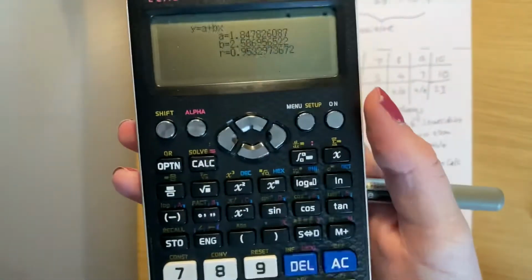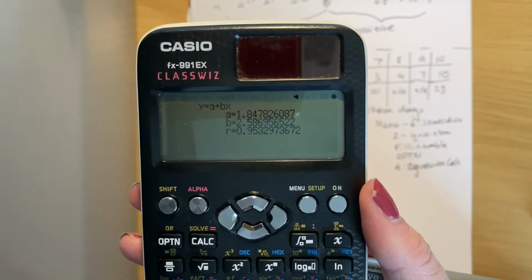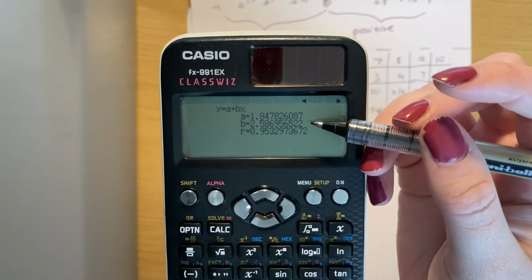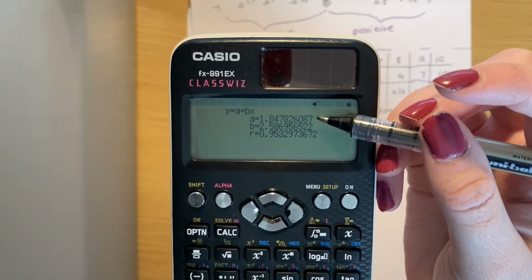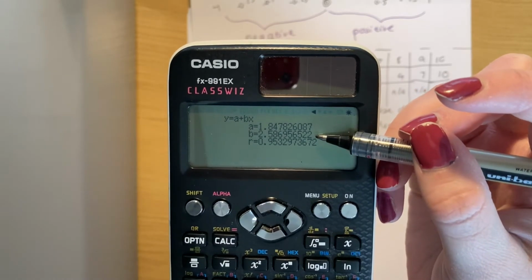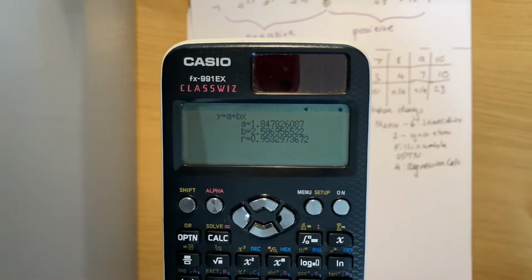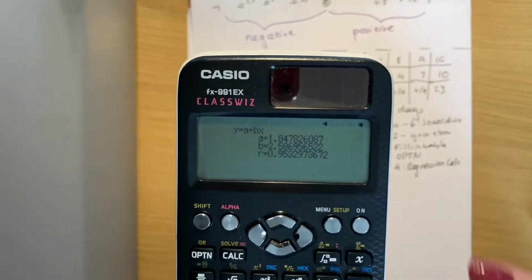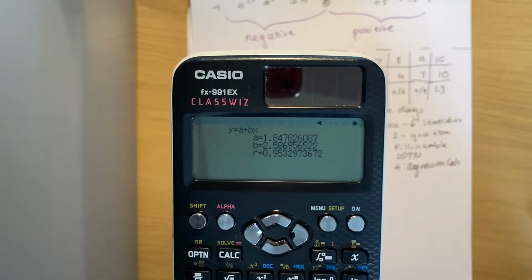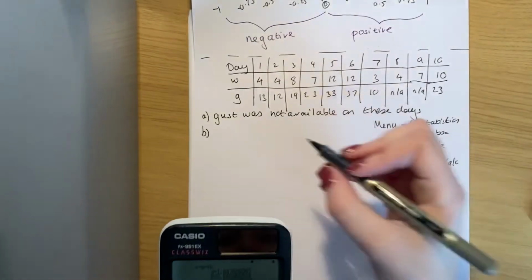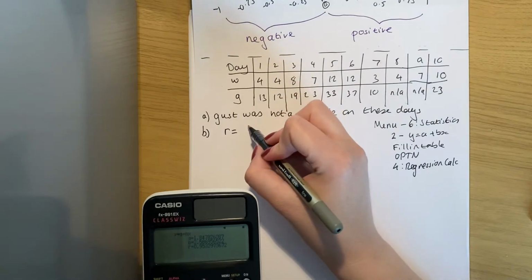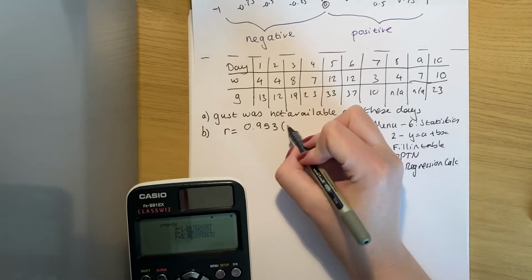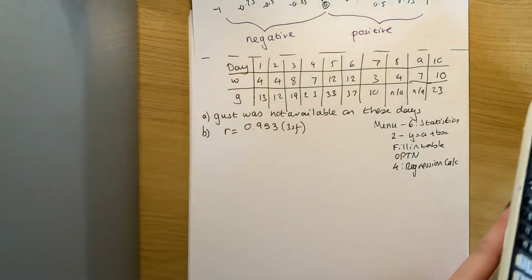Now it gives you the equation of the regression line, which you may well need to record. So in this regression line, A is our y-intercept, our constant, and B is our gradient. So that gives you the regression line. You may need to actually write that down, so it's worth you knowing. And R is our PMCC. So in this case, it is 0.953 to 3 significant figures.